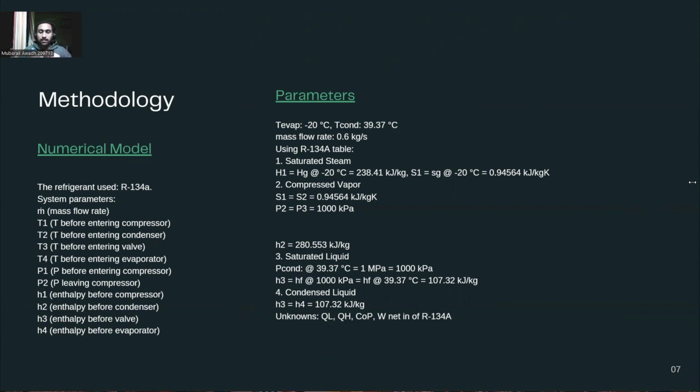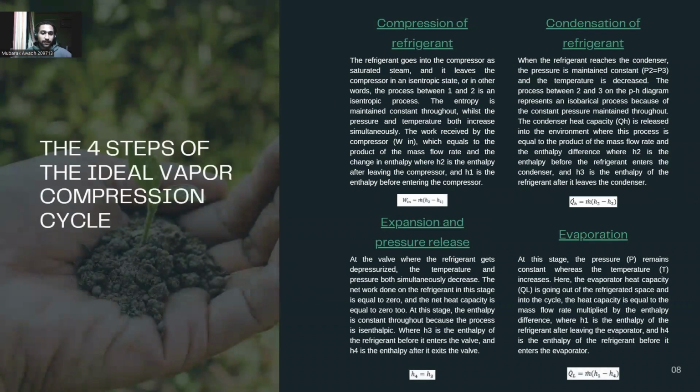So all the parameters that I just spoke about are used in our numerical model, and the parameters that we used in our theory are the ones on the right: the evaporation temperature, the condensation temperature, the mass flow rate, and using the R134A table, we can find the enthalpy values at stages 1, 2, 3, and 4, and also we can get the entropy values in all stages 1 through 4. So the unknowns that we had were QL, QH, the coefficient of performance, and the net work of the whole system. Okay, so moving on to the 4 steps of the ideal vapor compression cycle.